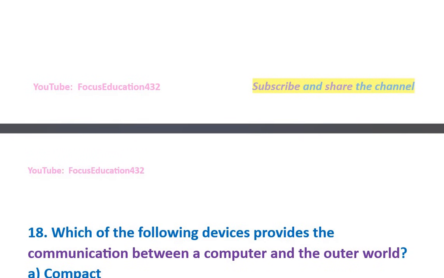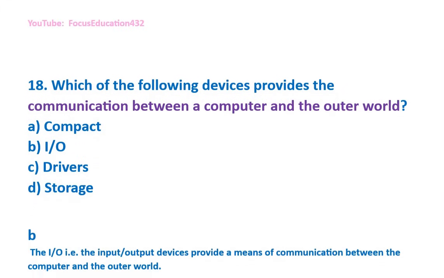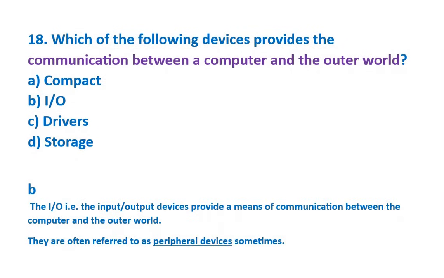Which of the following devices provide the communication between a computer and the outer world? A computer wants to communicate. How will it communicate? With input and output devices, right? Communicate means sending and receiving information from the computer to other things. So it is done by using input or output devices.